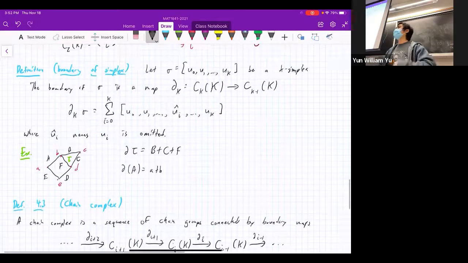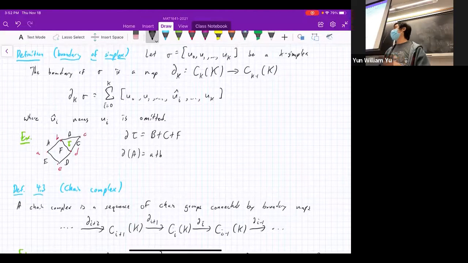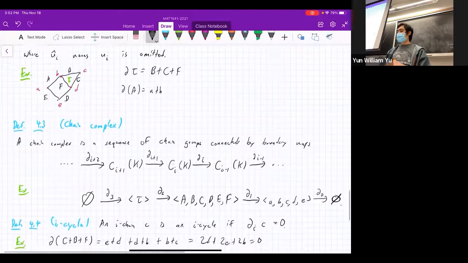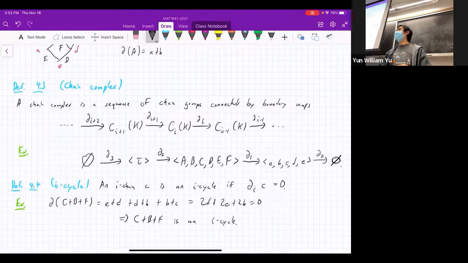Okay, and so this is somehow formalizing the notion of cycles and things like that. And we're doing it by saying that the boundary of an i-cycle is just going to be 0.